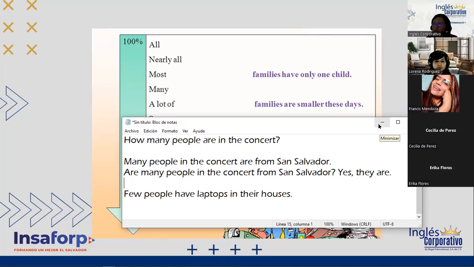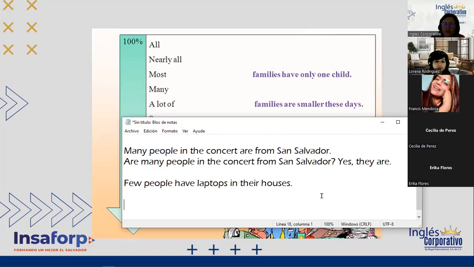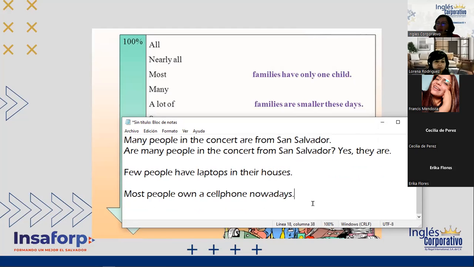Dígame. Most people own a cell phone nowadays. Okay, most people toman o poseen. Poseen. Ah, bueno. A cell phone, me dijo. Nowadays. Muy bien, nowadays. Excelente. Okay, most people own a cell phone nowadays, correct. Muy bien, excelente, exacto, porque aquí estamos hablando en general, ¿verdad? Most people own a cell phone nowadays. Very good.